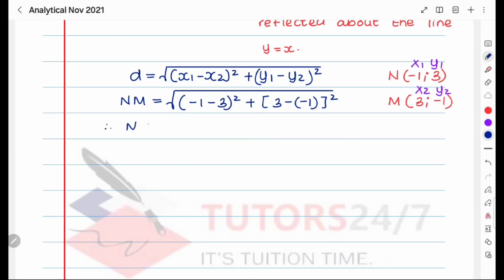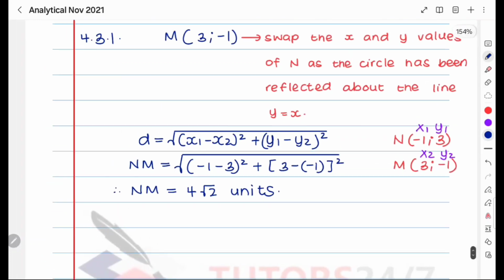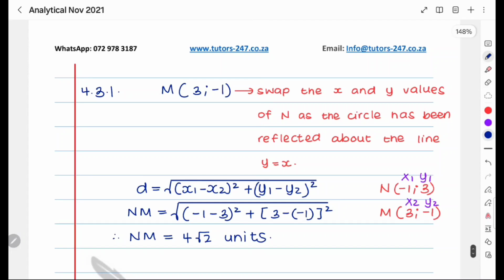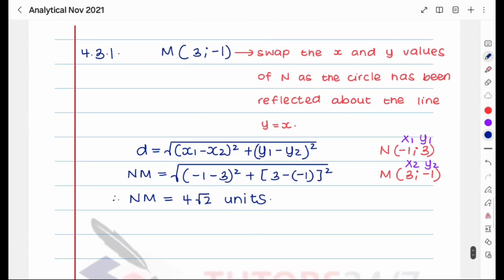We can put this into our calculator, and we therefore have the length MN as equal to 4 the root of 2 units. So please keep in mind the distance between the two circles is 4 the root of 2 units. In order to determine the length MN, all we needed to do was determine the coordinate of M, then use our distance formula and substitute the points M and N.